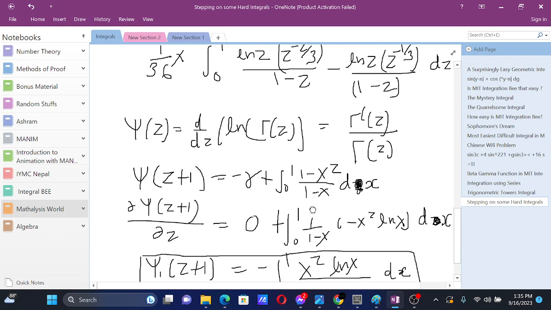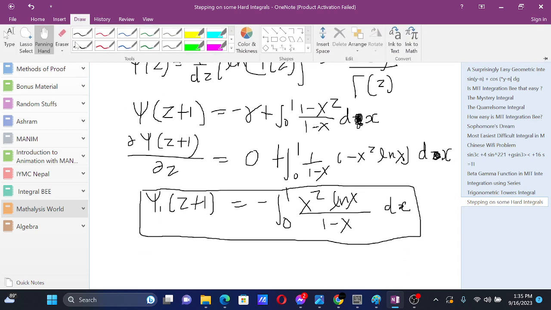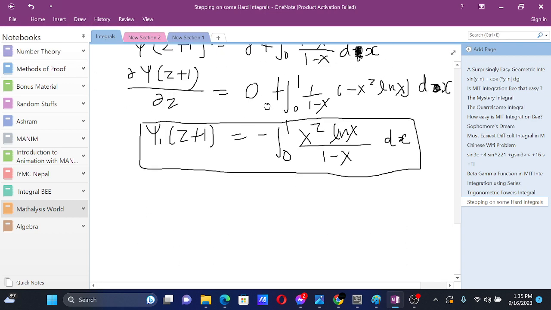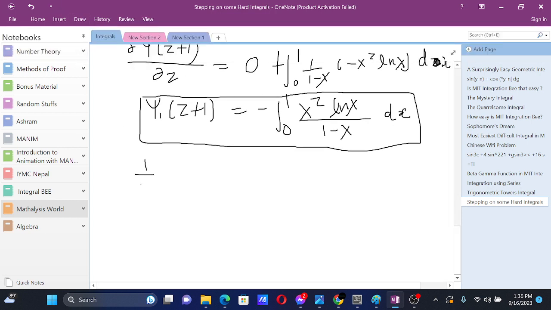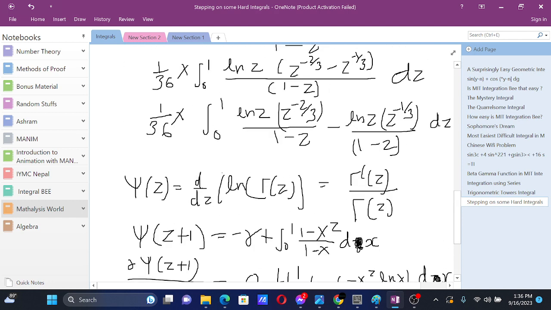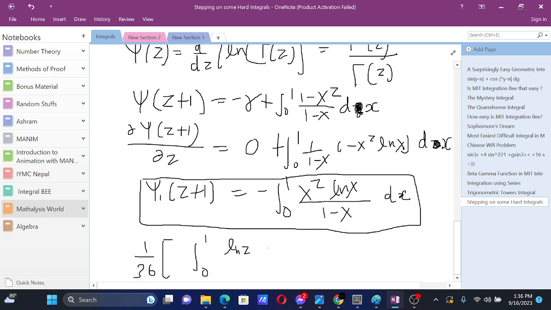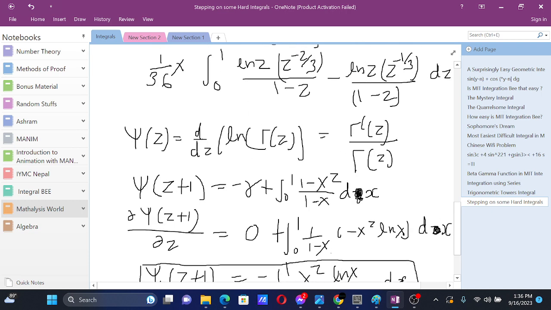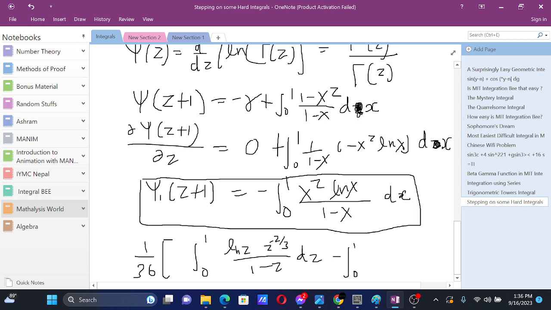Okay, so we will just write these integrals again. The integral we had was 1 by 36 times the integral from 0 to 1 of ln z to the power minus 2 by 3 over 1 minus z dz, and then a negative sign, integral from 0 to 1 of ln z to the power minus 1 by 3 over 1 minus z dz.